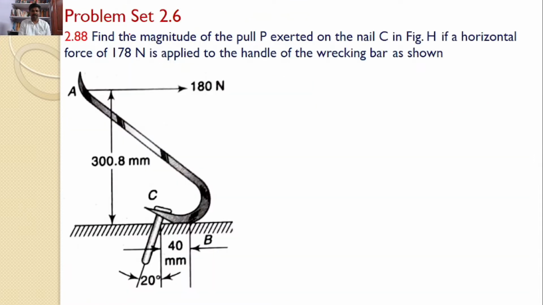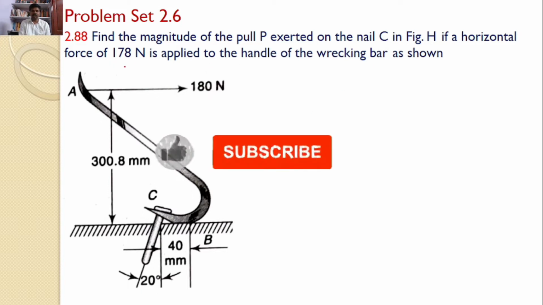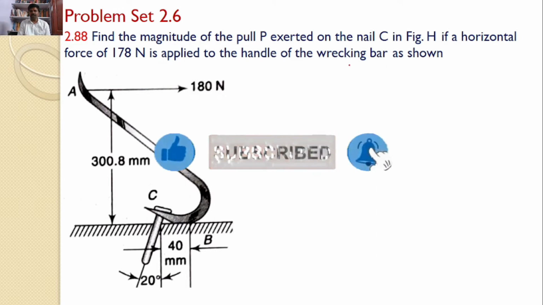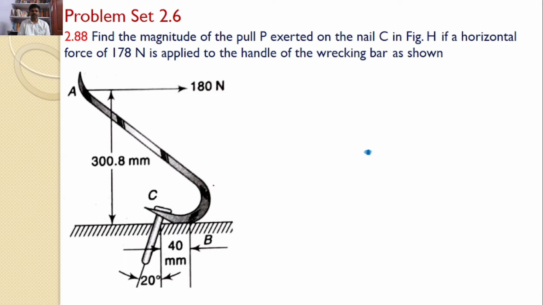In this tutorial, we will discuss problem set 2.6 and problem number 2.88. Find the magnitude of the pull P exerted on the nail C in the figure if a horizontal force of 178 newtons is applied to the handle of the wrecking bar as shown in the figure. So this is one of the applications most widely used in our regular practice also, to remove the nail from the wall or from any of the fixed support.